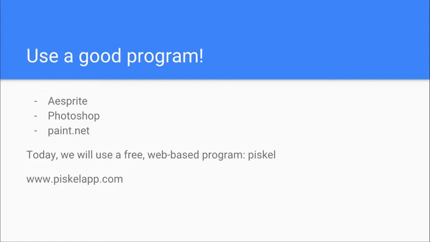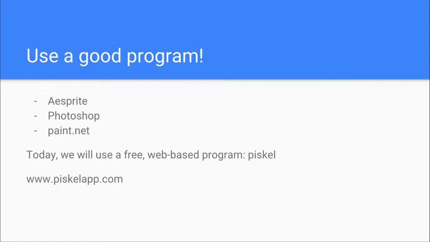It's expensive. Aseprite's a good option, but then there's also free options, like one of them's Paint.net. It's pretty easy to work with that to do pixel art. Today we're going to use a free web-based program. It's called Piskel. You can go ahead and open this now. It's piskelapp.com. Pretty easy to use tool online.